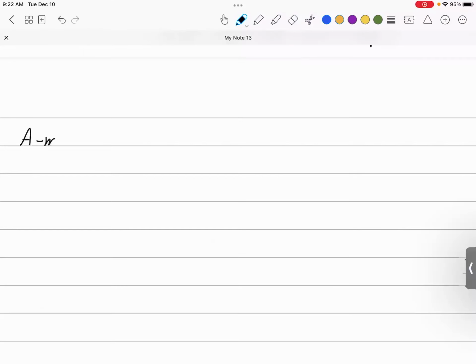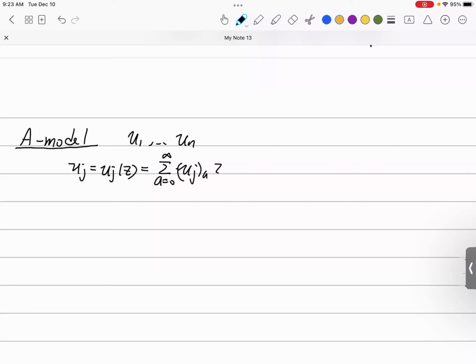So let's start with the A model. We need to, so first, we consider u1, ..., un, where each uj is a series in z, where each uj,a is, I'll say, in this H.